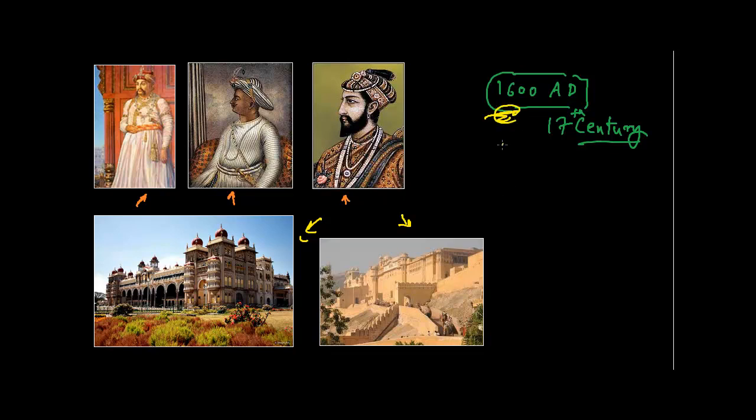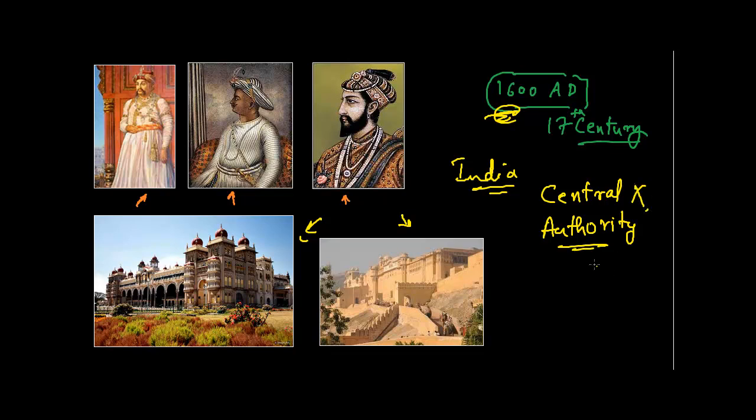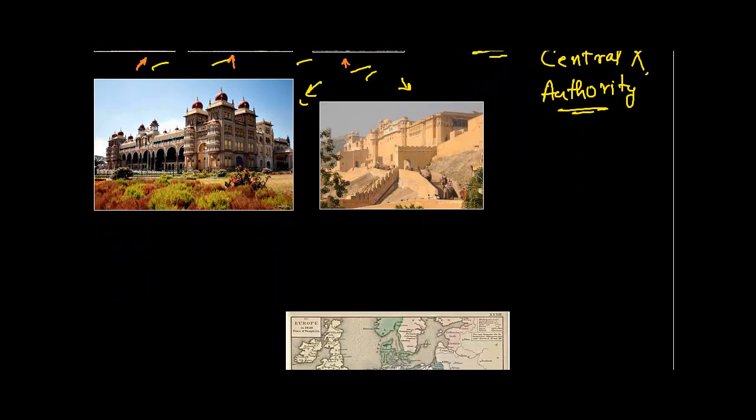So we can say in India we never had a central authority. There was no central authority as such. Rather we had different maharajas. We had different policy holders or kings who used to make or formulate policies in those particular times.